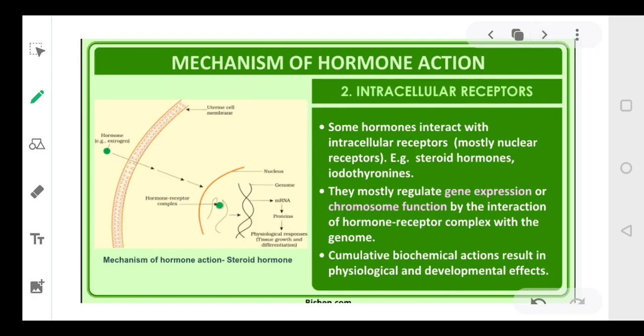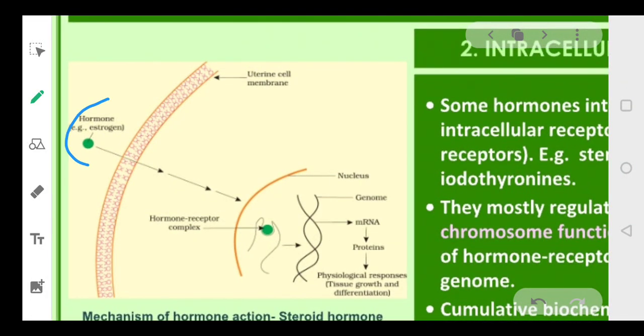The second is your intracellular receptors. Intracellular receptors. Now, receptors which are present inside the cell. So what will happen? Suppose in this case, first of all the hormone will reach the cell.